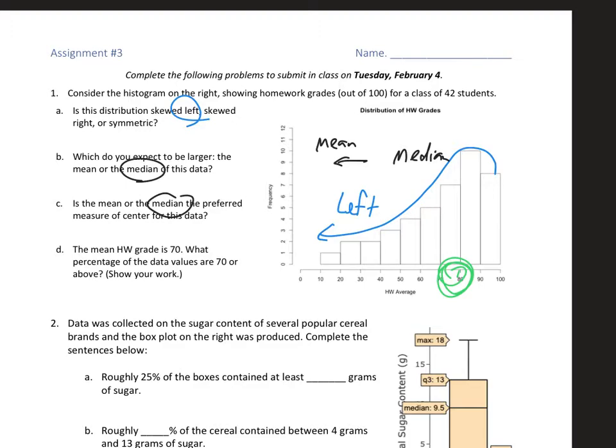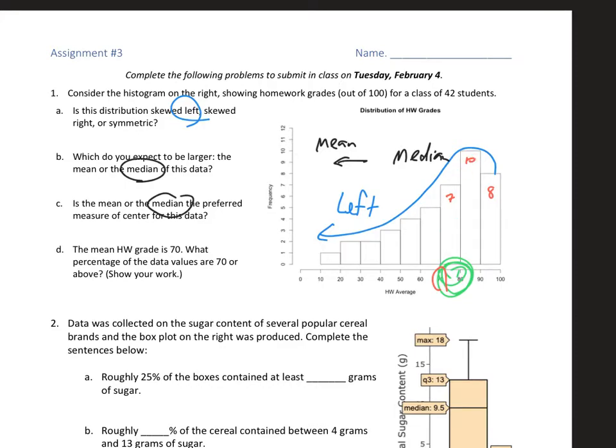And then the last one, it says the mean homework grade is 70. What percentage of the data values are 70 or above? And so we really can just count in here how big these things are. You might have to use a straight edge to go over, but this bar is 10 high, this one is 7 high, and this one is 8 high. Those are the only ones that matter because that's 70, and so this means there are 7 homework grades that are between 70 and 80.